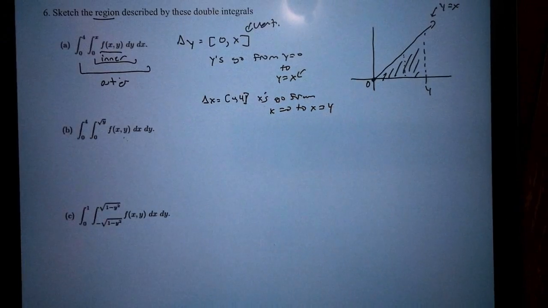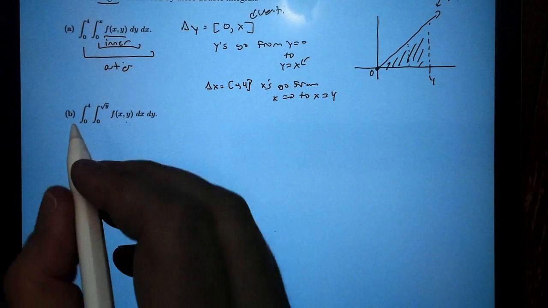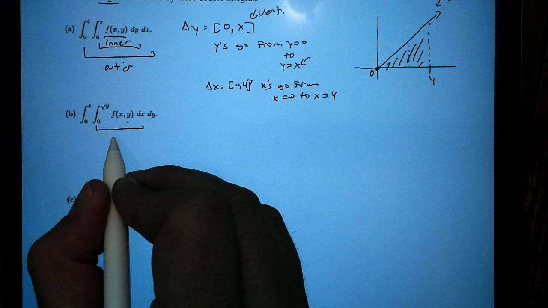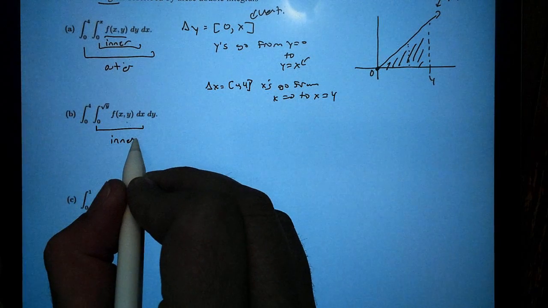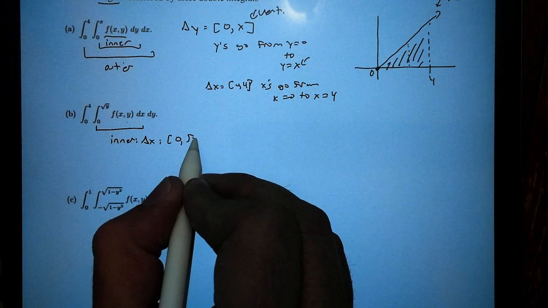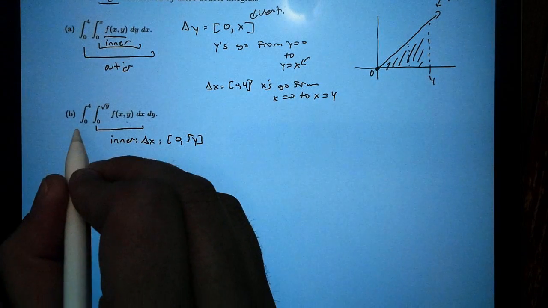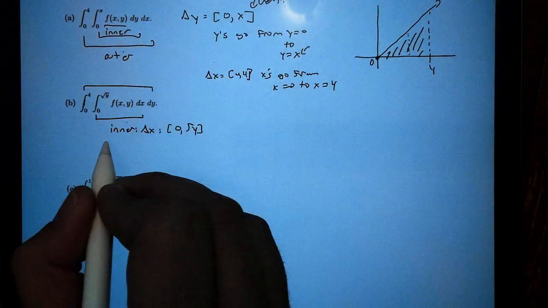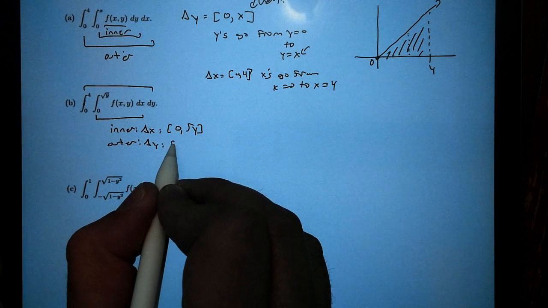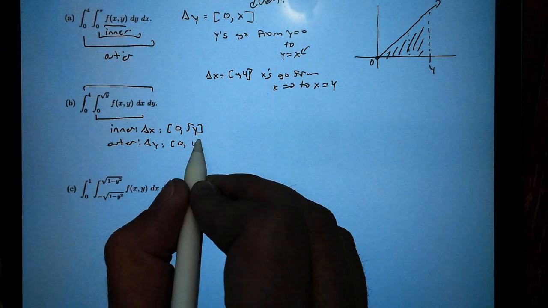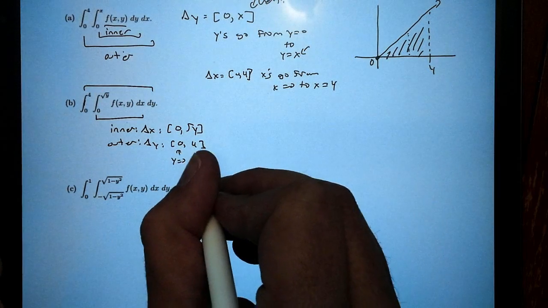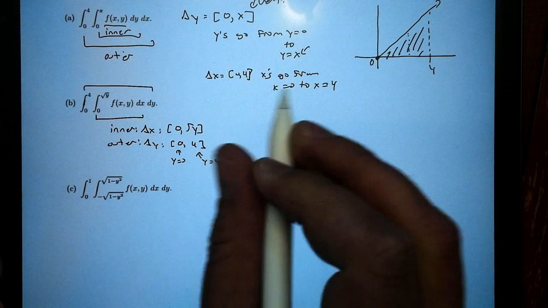So let's take a look at the next one. Ready? Looking at the inner part, this is change in x. Now be careful. They're telling us that the inner part, the change in x's, goes from 0 to the square root of y. The outer part, the change in y's, goes from 0 to 4. Remember, this says starting at y equals 0, ends at y equals 4.